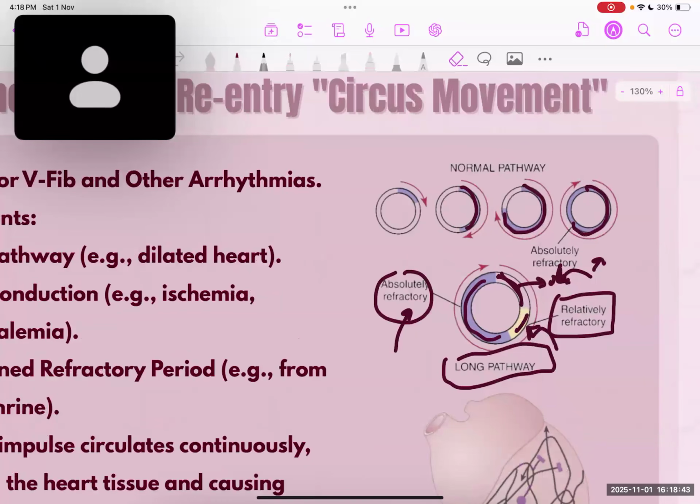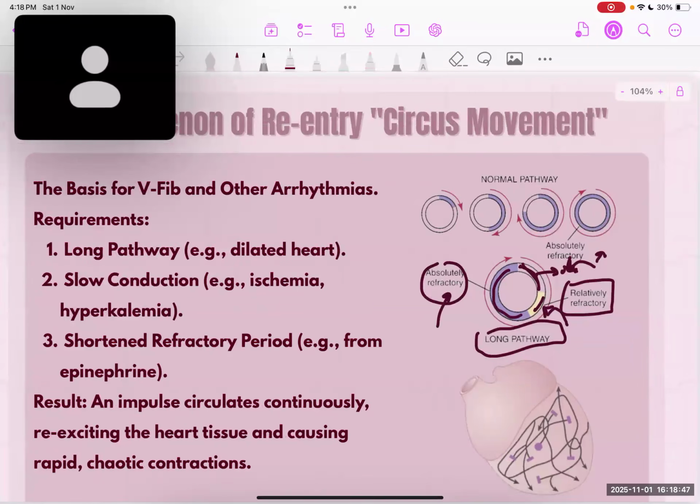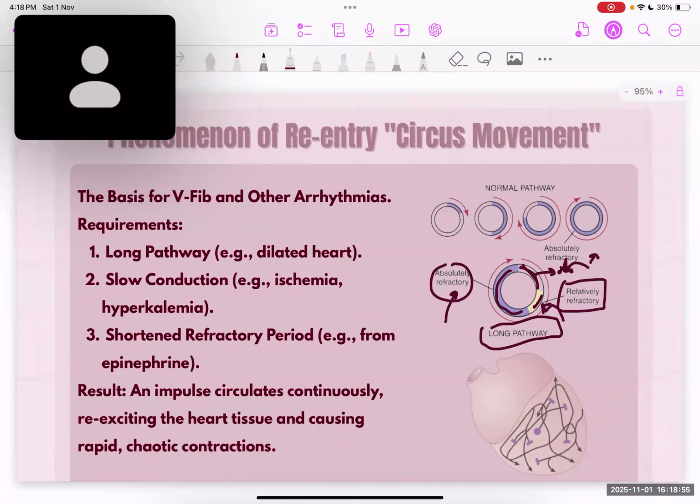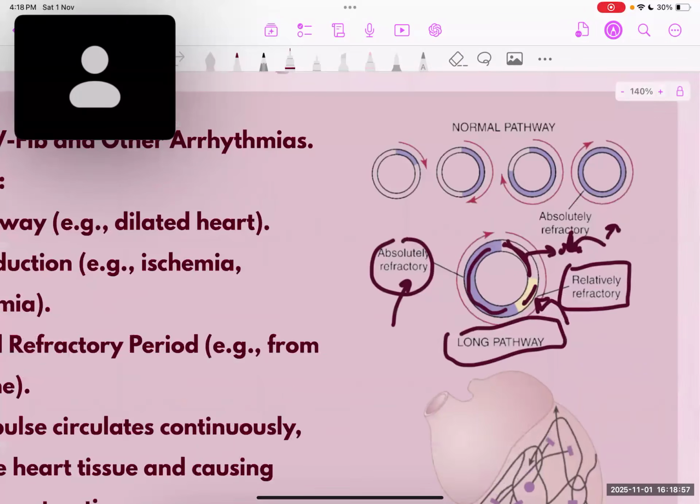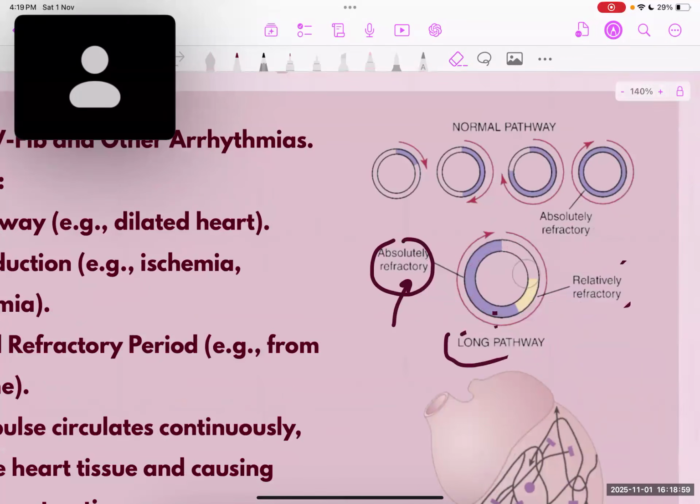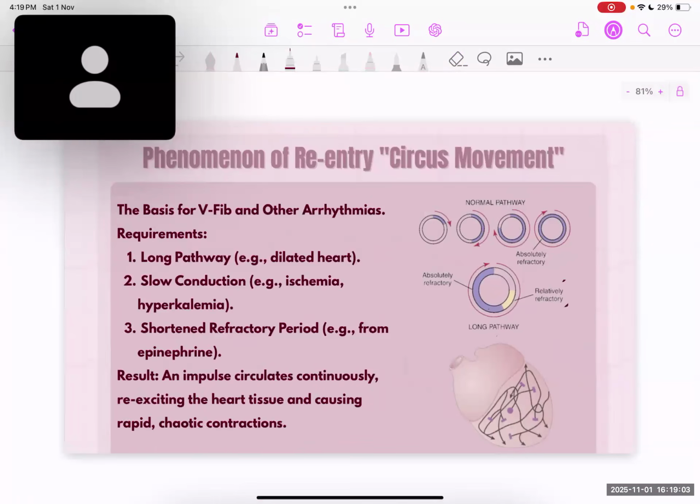This one's a longer pathway, so it has a relative refractory period. Here, the wave is going from depolarization and it's just depolarizing. The action potential is going around. That's why it's the circus movement. There's three of them. When there are three of them, that means there is a circus movement. And that's how you will have ventricular fibrillation. Is that clear, everyone?